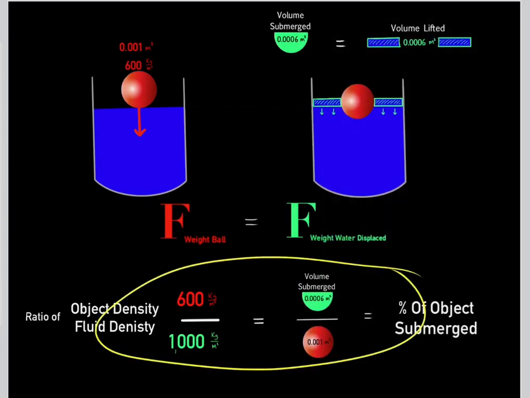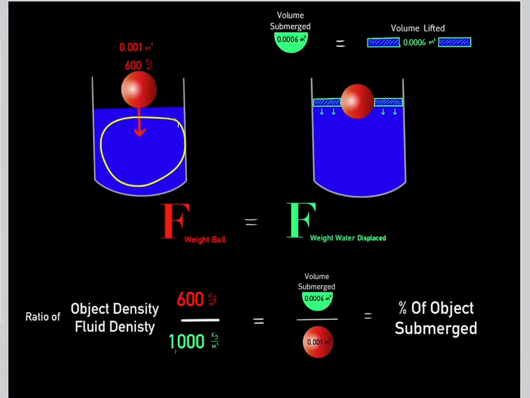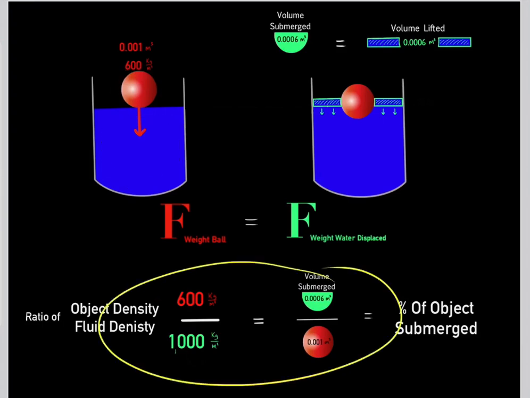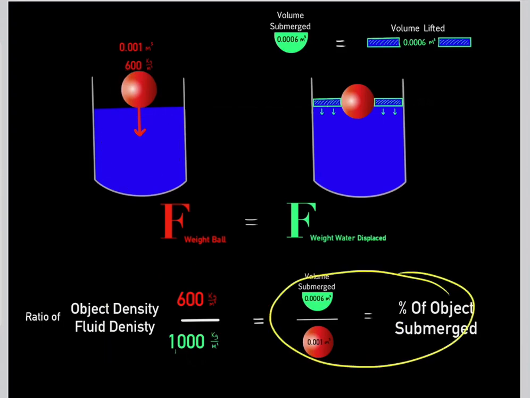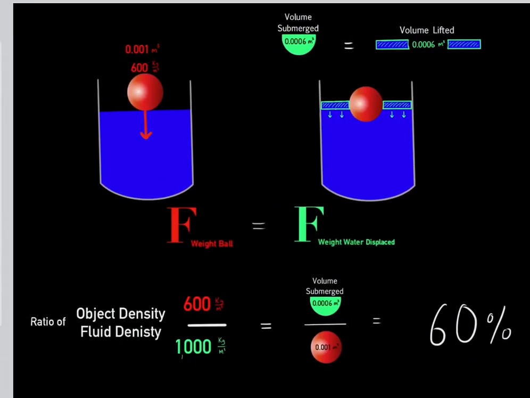So this is an important equation to be familiar with, and it is essentially, if you have the density of any object and the density of any fluid, you can use this equation to determine the percentage of that object that will be submerged. So again, this is an important equation you need to know for the MCAT. If you know the density of an object and divide it by the density of the fluid that it falls in, that ratio will tell you the percentage of the object that will be submerged.